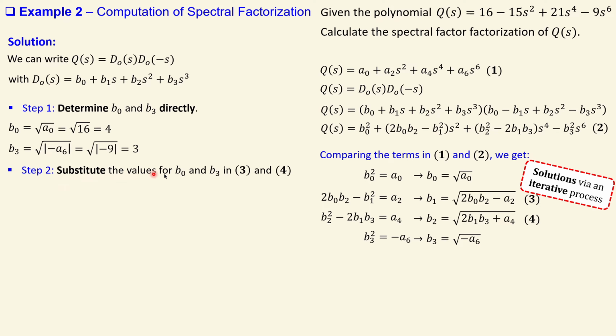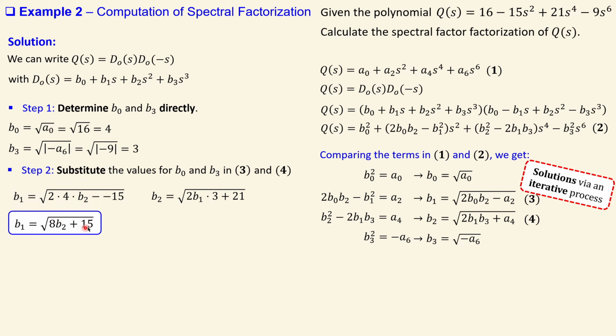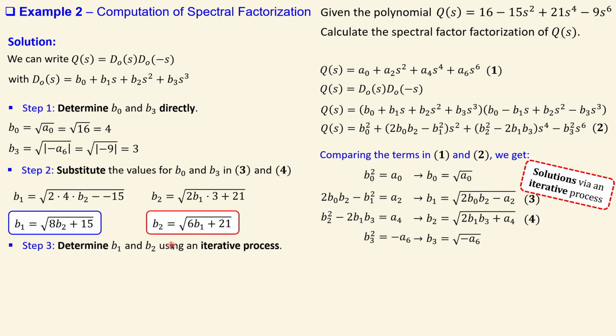Now substitute the values of B0 and B3 in equation number 3 and 4. So what we get, now B1 is this, because we know that also A2 is minus 15. You get this. And for the B2 you get this, so 2 times B1 times 3 plus 21, because 21 is that A4. Okay, now let's also write down this in a more simplified form. So 2 times 4 is 8, of course, and then this is the minus minus of a plus, and this will be 6 times B1 plus 21. Now we need to use these two equations also to determine the B1 and B2s using iterative process. So B1 and B2 using iterative process, that's step 3.